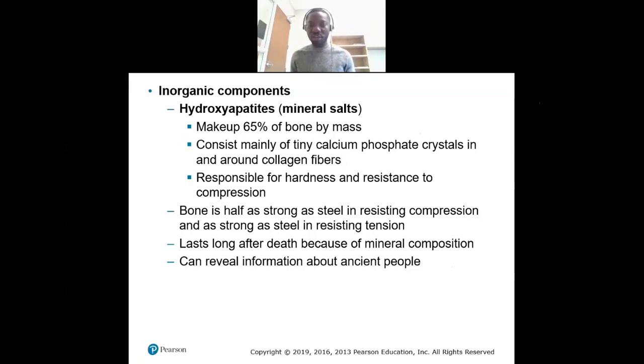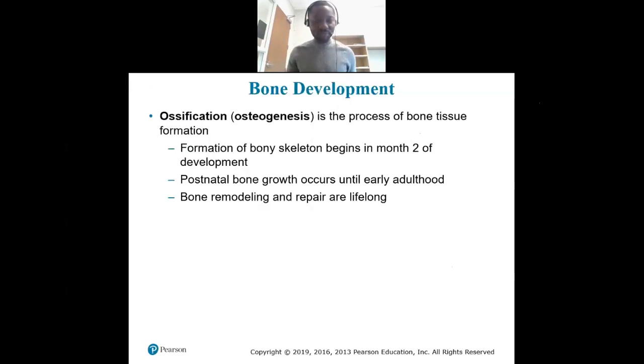The organic component is the collagen fiber predominantly, and the inorganic component is the hydroxyapatite, which is made up of calcium phosphate and calcium carbonate. And again, the major job of the calcium is to ascertain the hardness, the strength of bone. Collagen deals with the resilience, the flexibility. Calcium deals with the hardening.